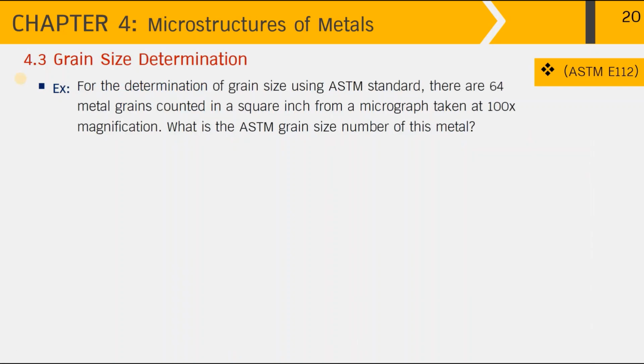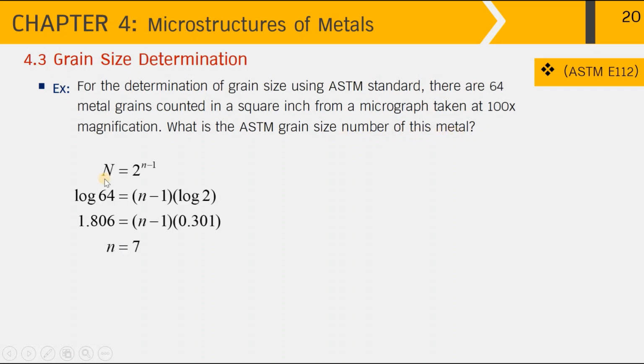Then I would like to give you an example of how to calculate or determine the grain size using the ASTM standard. For the determination of grain size using the ASTM standard, there are 64 metal grains counted in a square inch from a micrograph taken at 100 magnification. And the question is, what is the ASTM grain size number of this metal? So from the equation, capital N equals 2 to the power n minus 1. What we have been given is the capital N, which is 64 grains counted in a square inch from the picture taken at 100 magnification. So we have N as 64.